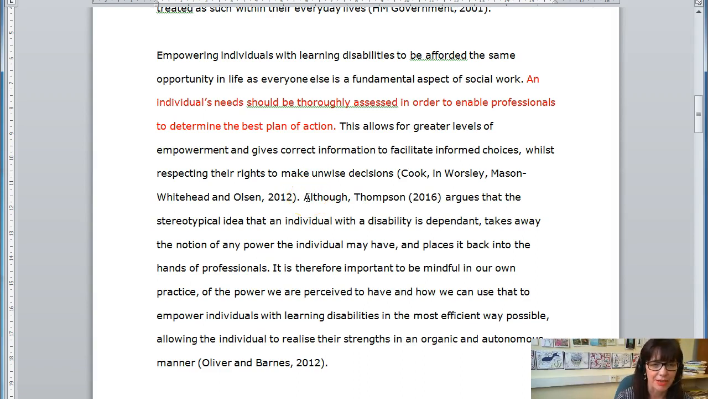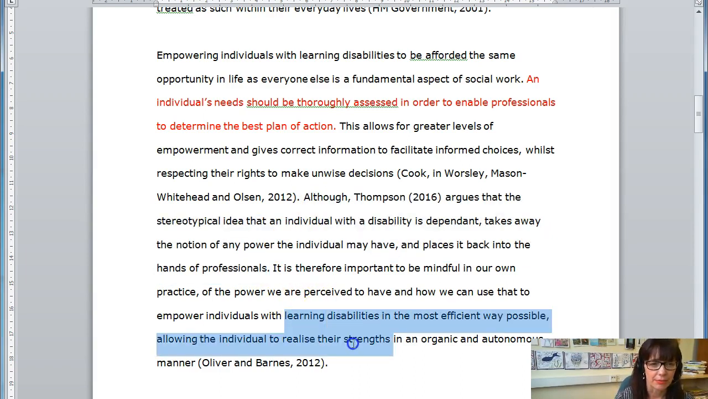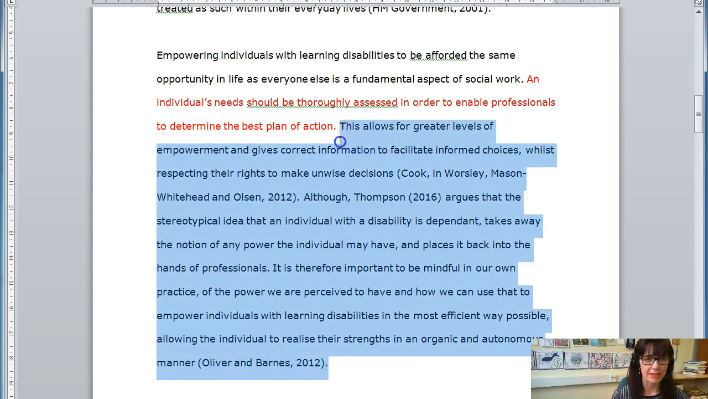I can just say my mind got taken away there because I just saw on the next line that the student puts forward that Thompson argues that the stereotypical idea that an individual with a disability is dependent takes away the notion of any power they may have and places it back in the hands of the individuals. And then how we use our power in the most efficient ways possible. So the student has got some key sentences there which are really fundamental to the issues they may want to discuss.